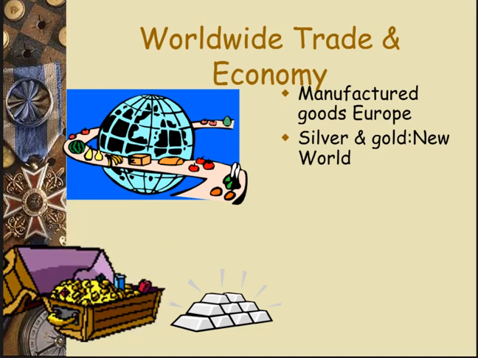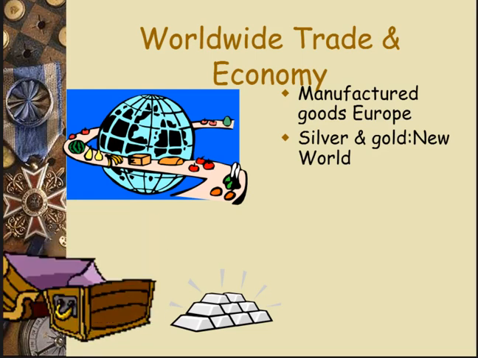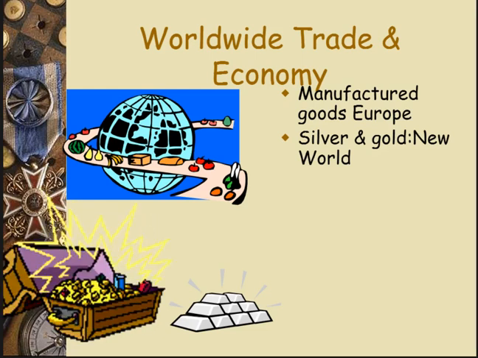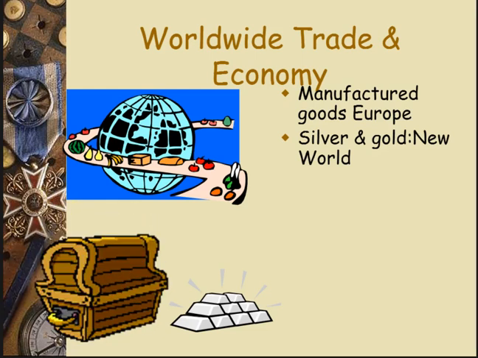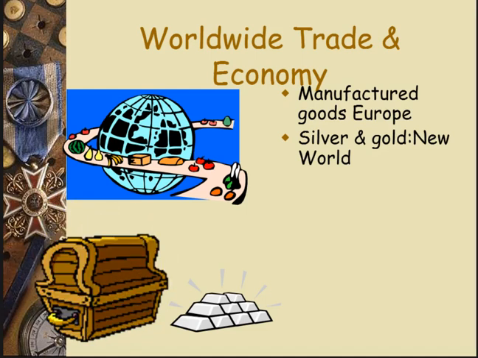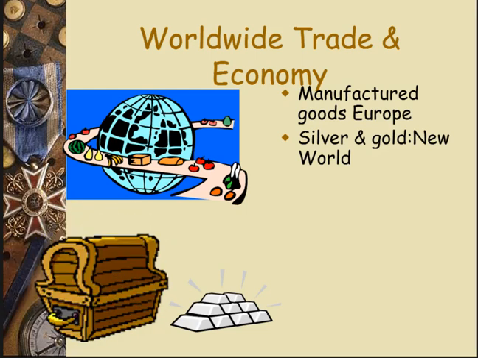Now another thing that happens, say when the Spanish come to the New World, they do find there is some silver, especially here in the New World, and some gold. But with an influx of new gold and silver from the New World into Europe, guess what happens? What happens if you introduce more of something into the economy? Prices go down.